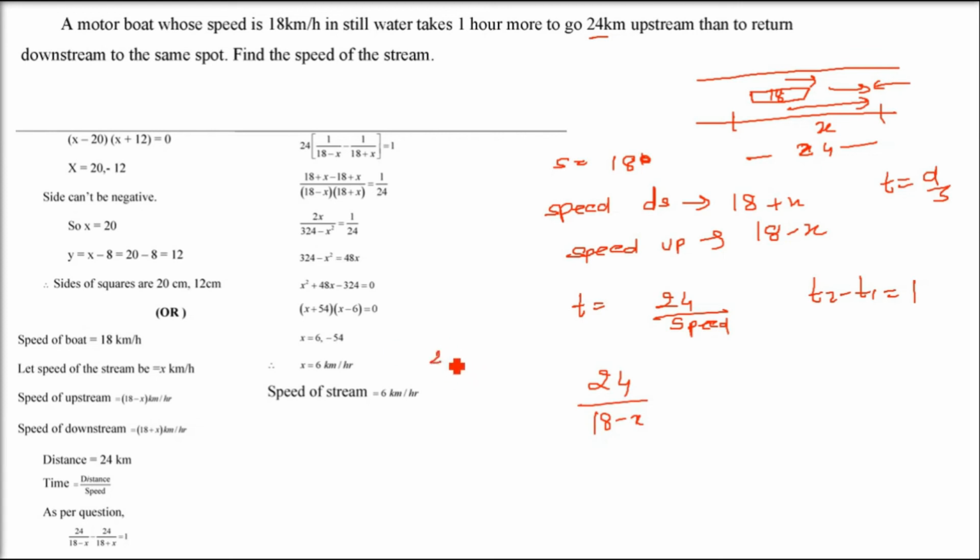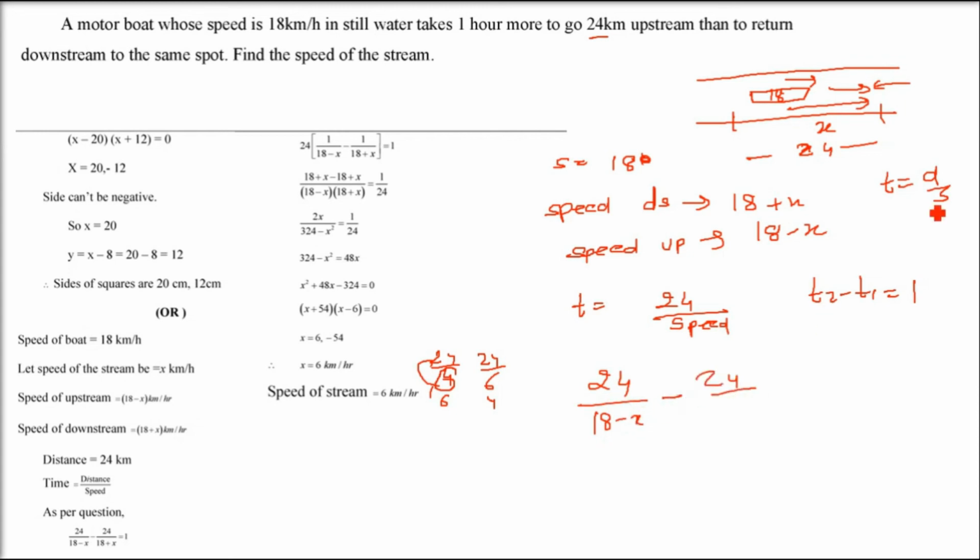Why? Because 18 minus x is lower. If you see 24 divided by 4, 24 divided by 6, whenever the denominator is less, the result will be higher. So the denominator is less, the result will be higher. So 24 by 18 minus x we use. If you are confused, then you can do it like this.